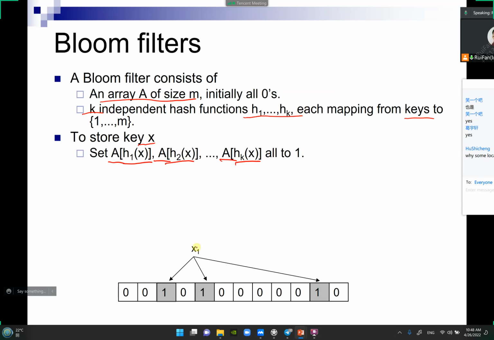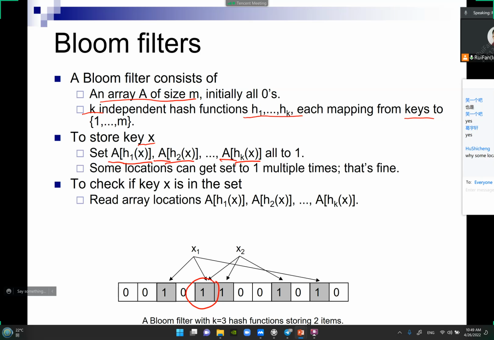For example, if you want to store this key x1 here, and suppose it hashes to these 3 locations, you just set them to be 1s. Then later, if you want to store another key x2, that could also hash to a bunch of locations, and you also set those locations to 1s. Notice that x1 and x2 have a collision in one of their hashes, and that's not a problem. If both x1 and x2 hash to the same location, you just keep that location as 1.